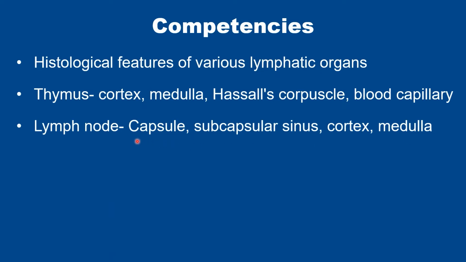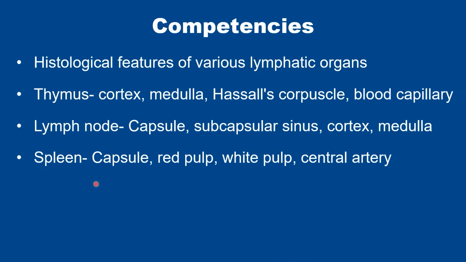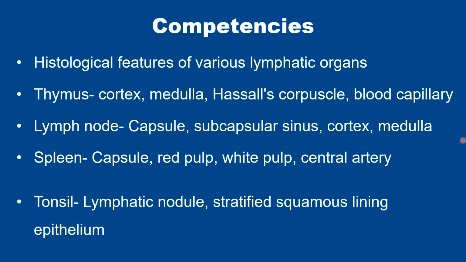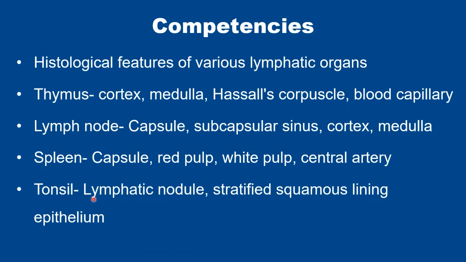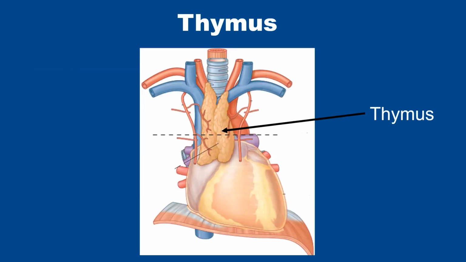In the lymph node, we will identify the capsule, subcapsular sinus, cortex, and medulla. In the spleen, we will identify the capsule, red pulp, white pulp, and the central artery. In the tonsil, we have to identify the lymphatic nodule, the lining stratified squamous epithelium, and we have to differentiate it from the other lymphatic organs.